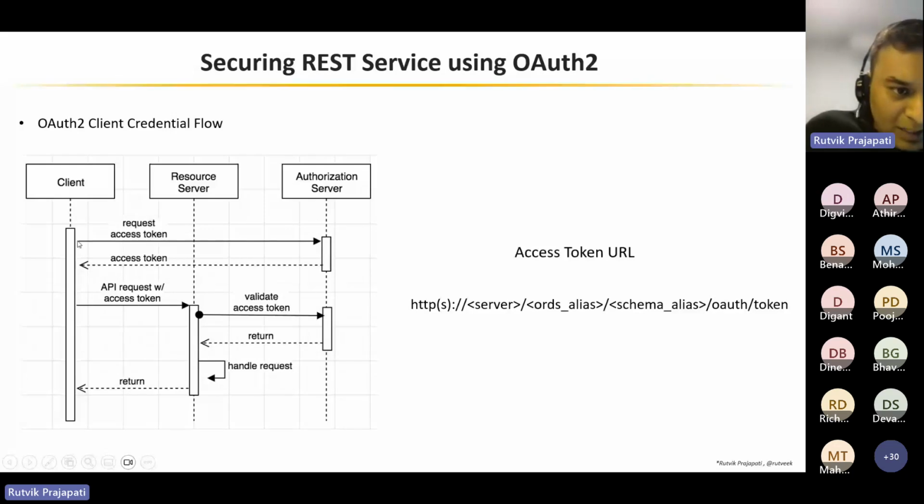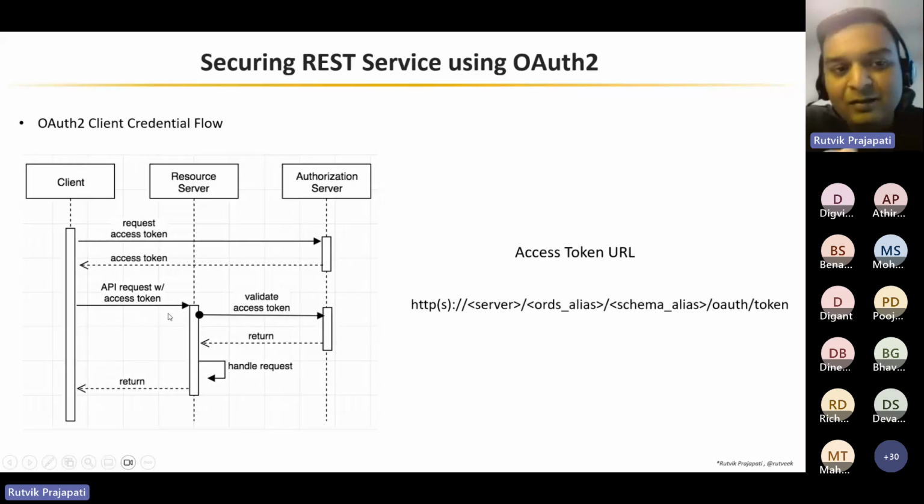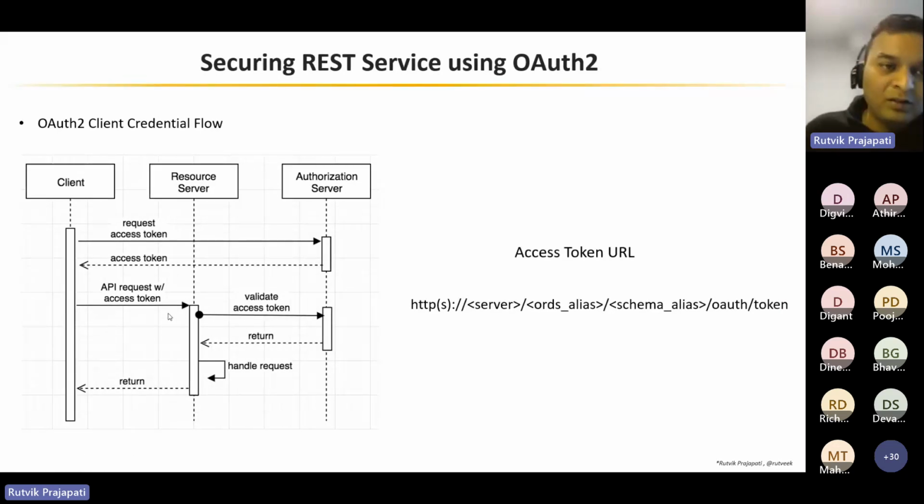Once you do that, using that access token as a bearer token in the header parameter, you send the API request to the resource server. The resource server validates that access token with your authorization server. If it is valid, then it returns the response to the client. So this completes the OAuth2 client credential flow. This is just a basic overview. Again, it's a very deep topic. In OAuth2 we have different authorization flows. So this is a simple client credential flow for your understanding.